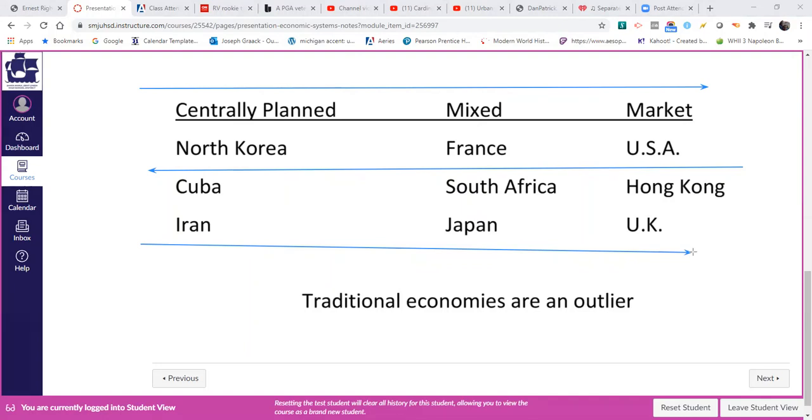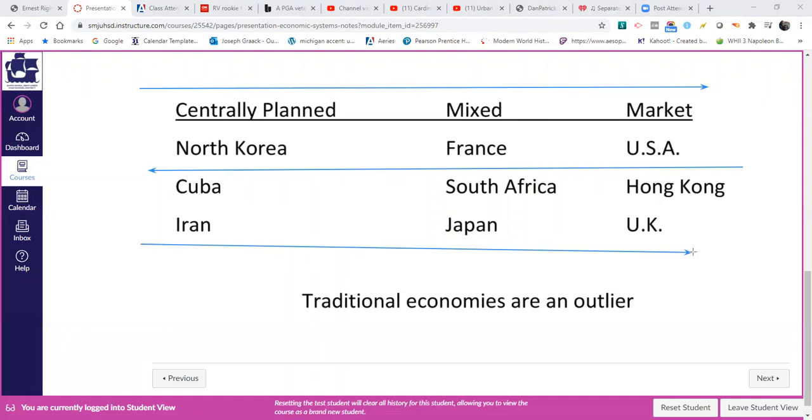in society. So if we were to start with the top row of countries, we look at a centrally planned or command economy, such as North Korea, the government makes all of the decisions. They decide what resources to use, they decide how to allocate the resources, and then they decide how to distribute those finished goods and services once they're created.